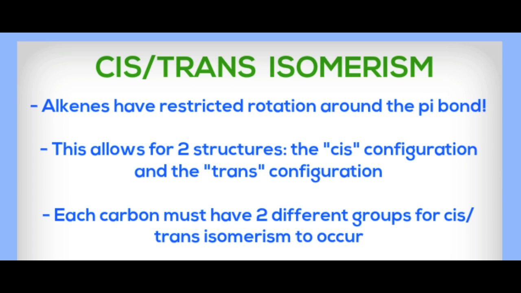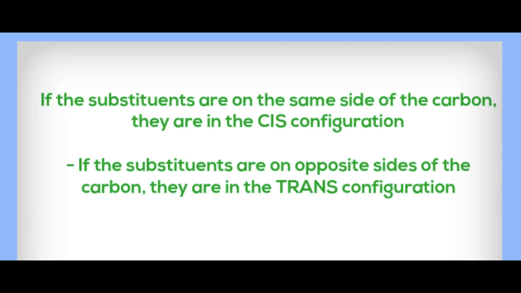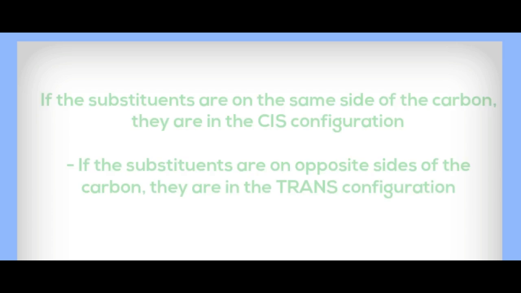Now, there's also a restricted rotation around that pi bond. Around a double bond, there's no rotation. So as a result, there are 2 arrangements in space, and we call those isomers. There's a cis configuration, and then there is the trans configuration. The cis configuration is if they're on the same side of the carbon, and in a trans configuration the substituents are on opposite sides of the double bonded carbons. So let's take a look at some examples to make this more clear.